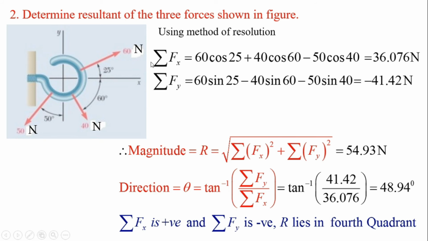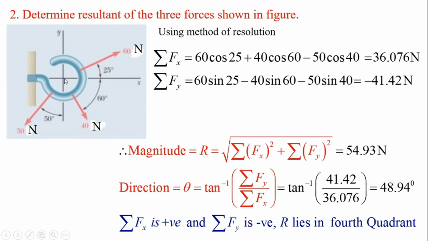So, using method of resolution, the first step is summation Fx. Now, let us resolve each force along x direction. Starting with the first force, F cos theta, 60 cos 25, first quadrant pull type force, x will be positive, 60 cos 25. Now, the second force is acting in the fourth quadrant, x component of this force 40 cos 60 along positive x axis, hence plus 40 cos 60.